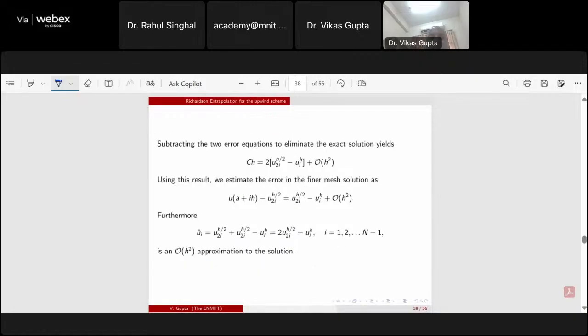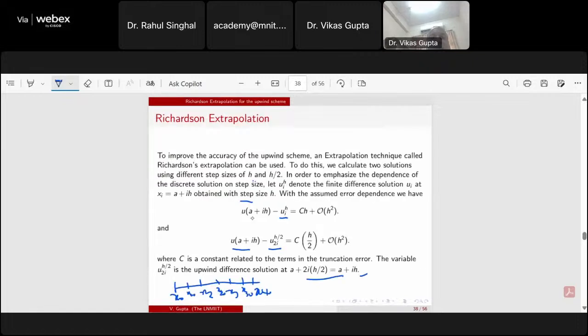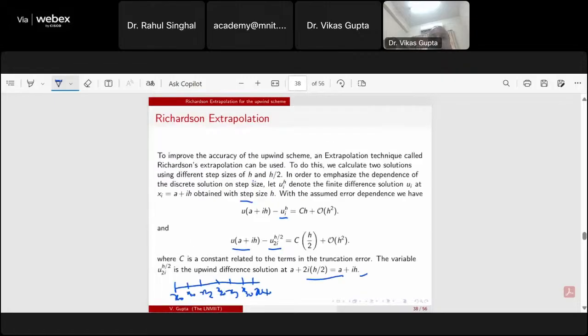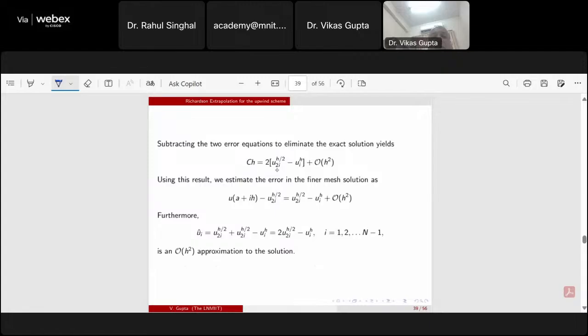Now we subtract these two error equations to eliminate the exact solution. The exact solution is u(a+ih). So if we subtract the second equation from the first equation, we get Ch minus Ch/2. We are getting Ch/2 equal to u_{2i}^{h/2} minus u_i^h plus order of h squared. That is, Ch is equal to this term.